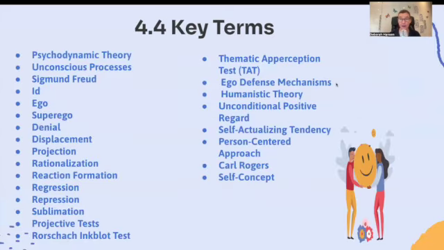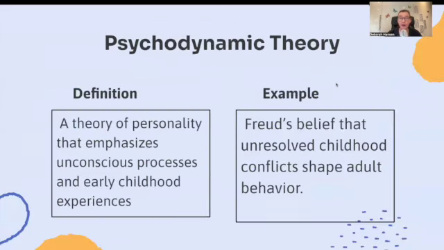So there's a lot of key terms for 4.4. We're going to go through each one. We're going to look at the definition and an example. So we're going to start with psychodynamic theory. The definition is a theory of personality that emphasizes unconscious processes and early childhood experiences. So for example, Freud's belief that unresolved childhood conflicts shape adult behavior.